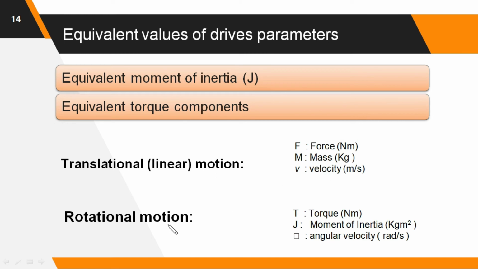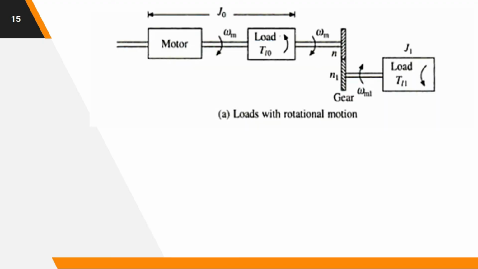Then rotational motion means it is rotating in nature. So if the load has rotational motion, then of course it has torque, and there is J, the moment of inertia, whose unit is kg meter square, and the angular velocity. Instead of only velocity, there will be angular velocity, which is radian per second. So this is a system of loads with rotational motion.